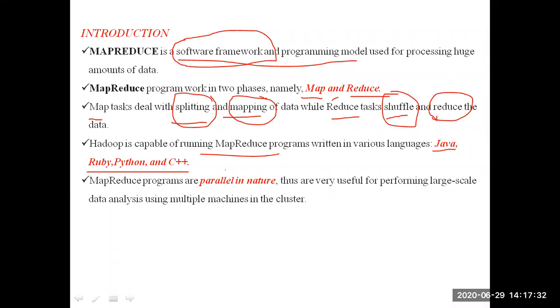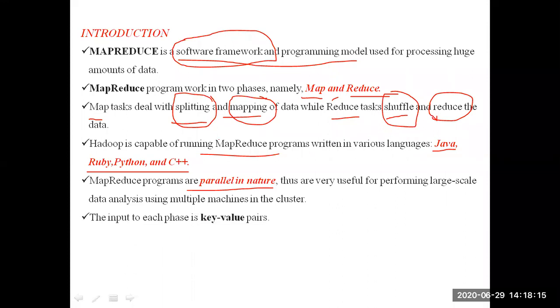MapReduce programs are parallel in nature. That means MapReduce programs can work in parallel. I will explain later how it works in parallel; we will come to know by seeing an example. Here the point is that MapReduce programs are parallel in nature, which means they can work on data in parallel on different machines at a time.